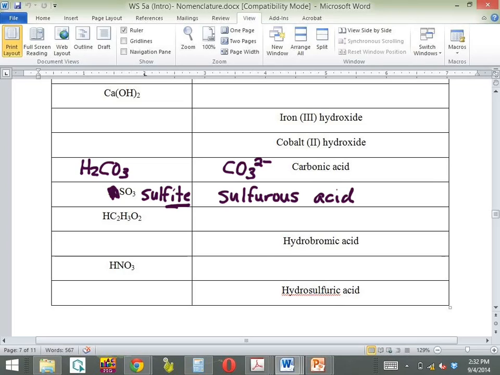If it starts with hydro, it does not have any oxygen. So hydrobromic acid is just hydrogen and bromine. And you use the ion charge for bromide to figure out how many hydrogens.